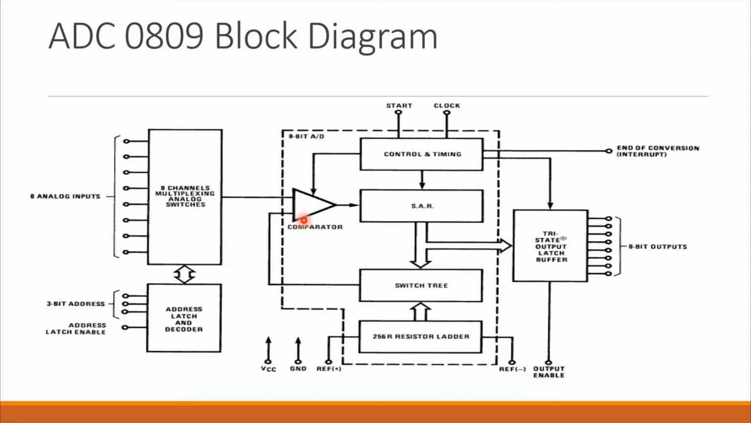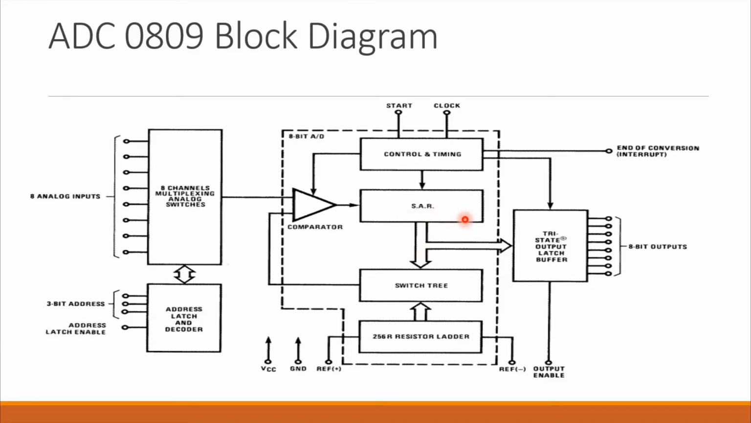Here you have a comparator. Then you have a successive approximation register, SAR. It stands for successive approximation register. So here you actually have one internal DAC converter. So you have a switched tree, then you have a 256 resistor ladder. So how basically it operates: when you receive an analog signal, the comparator will provide it to the successive approximation register. It basically works on the technique of successive approximation. That is why this is named SAR, successive approximation register.